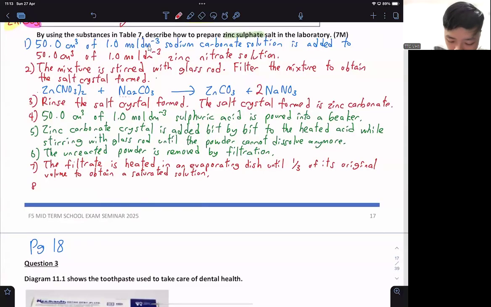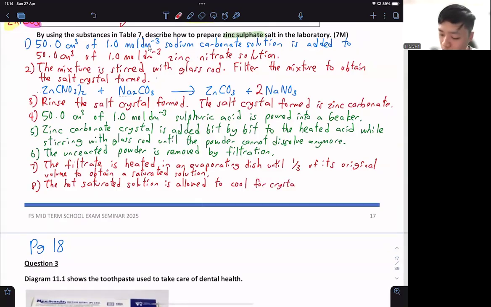And then number 8, what to do? When you heat, then you need to cool down, right? So the hot saturated solution is allowed to cool. Allowed to cool, okay? Cool for crystallization to occur.